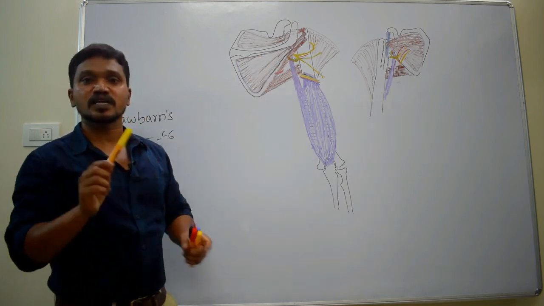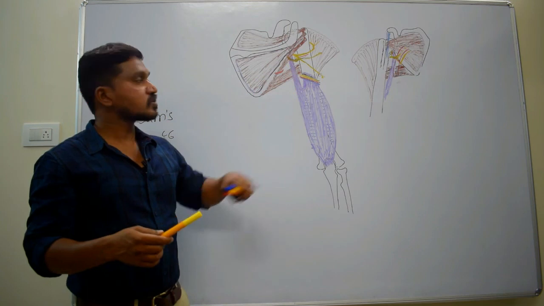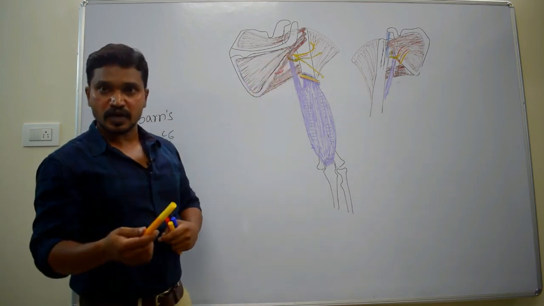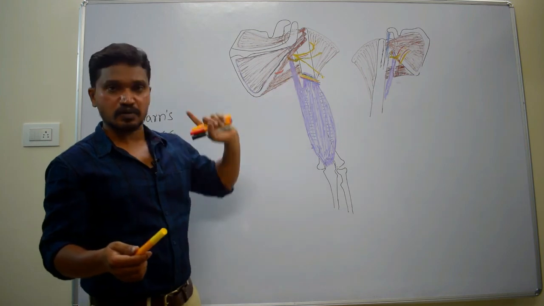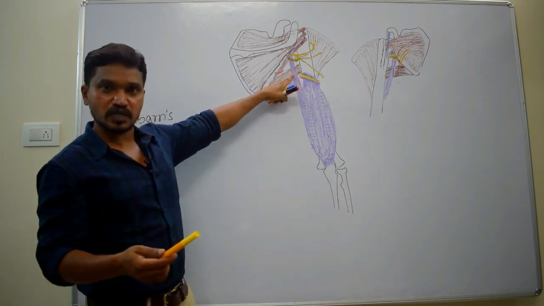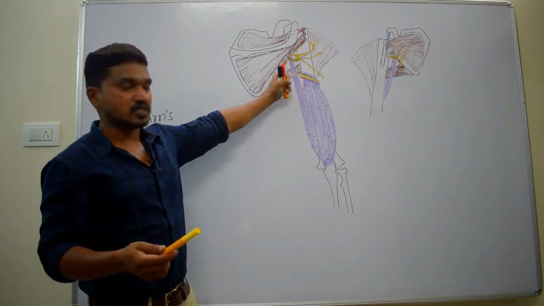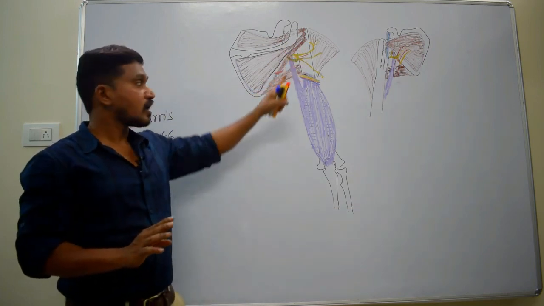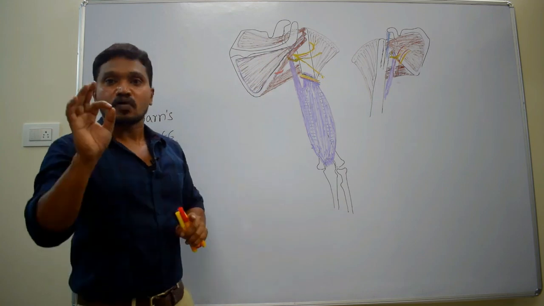If you want to state the relations in the quadrangular space, you can state the boundaries of the quadrangular space. Superiorly by teres minor, capsule of shoulder joint, subscapularis. Inferiorly by teres major. Medially by the long head of triceps. Laterally by the surgical neck of humerus. These are the relations of the axillary nerve within the quadrangular space.